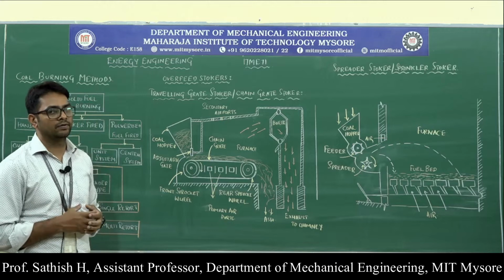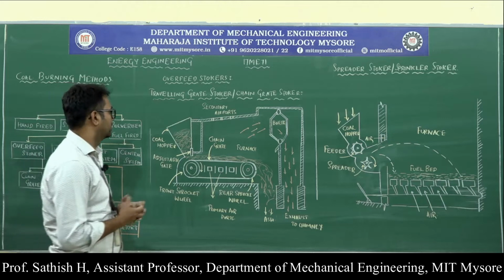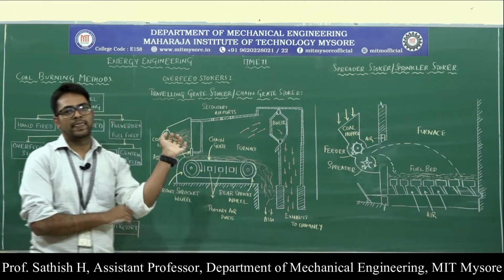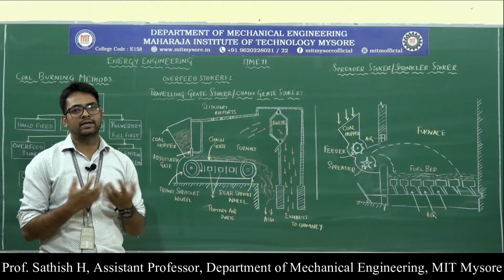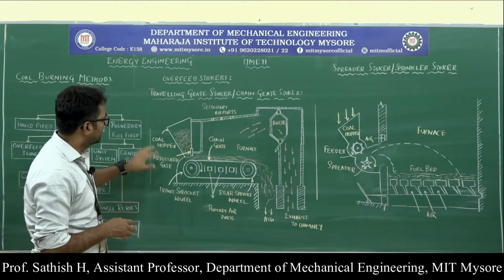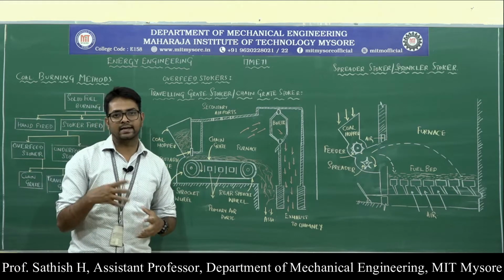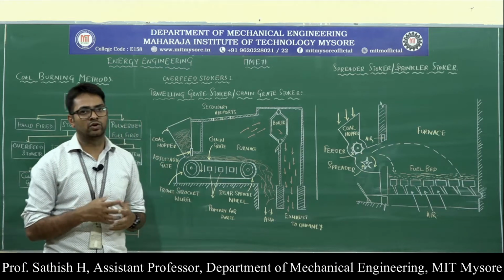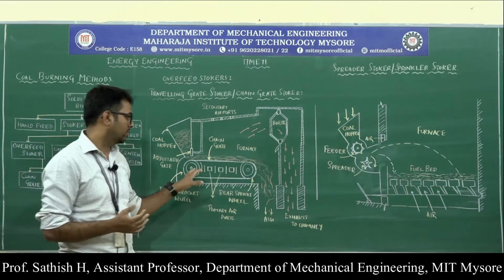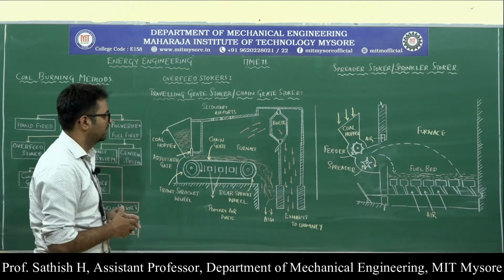Let us see some of the advantages of this chain grate stoker, or traveling grate stoker. The first one is that it is very simple in construction, and the initial cost and the maintenance cost are very low. This is also a self cleaning type of mechanism. Since the chain is moving, it cleans itself, so there is no coal deposited on the chain because it is continuously moving. So it is a self cleaning type of chain grate or traveling grate.